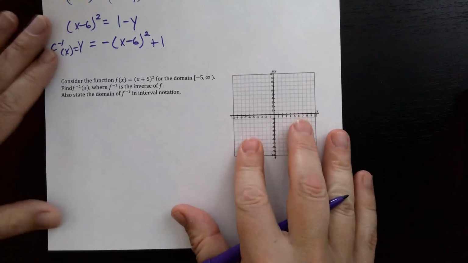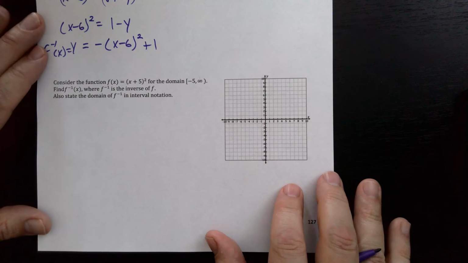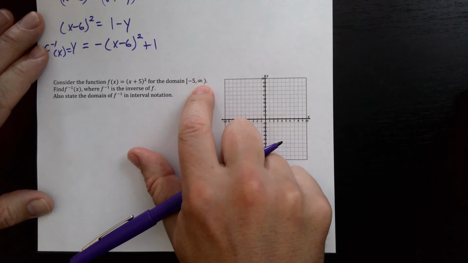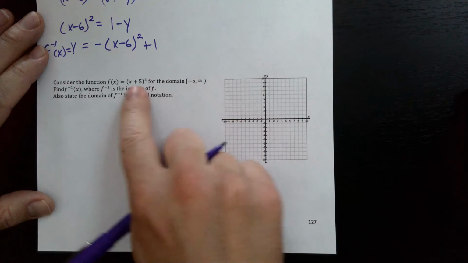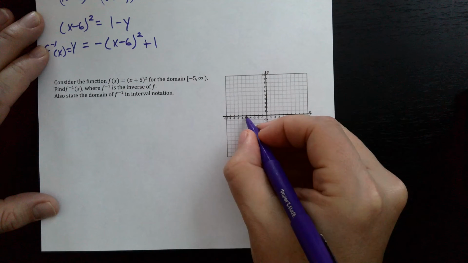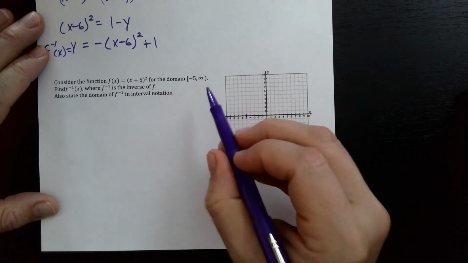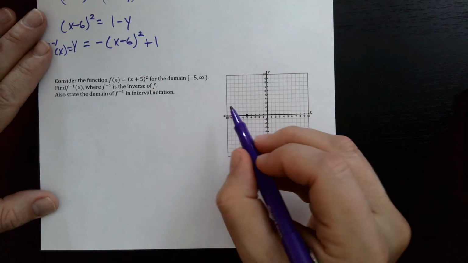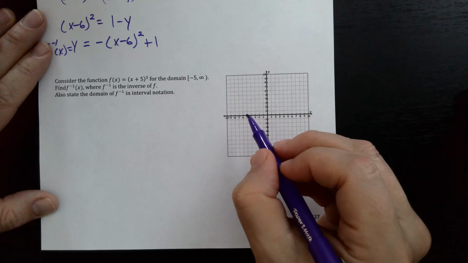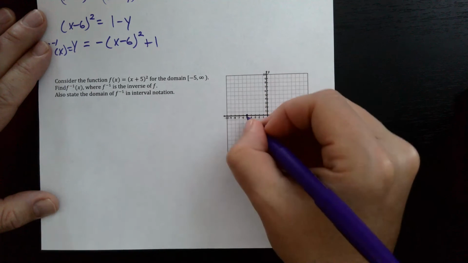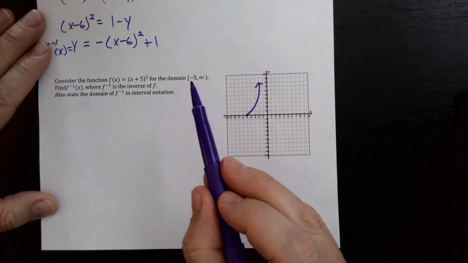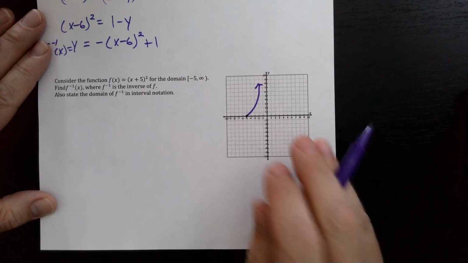Okay, last one. So consider the function f of x is equal to x plus 5 squared for the domain -5 to infinity. Okay, so this is a parabola that's been shifted left by 5. Okay, so 1, 2, 3, 4, 5 here. And it says it wants the range to be from -5 to infinity. So can't be any farther over left than -5. So the parabola is only going to show the right side here. Okay. If it would have said from -infinity to -5, then we would use the left side.